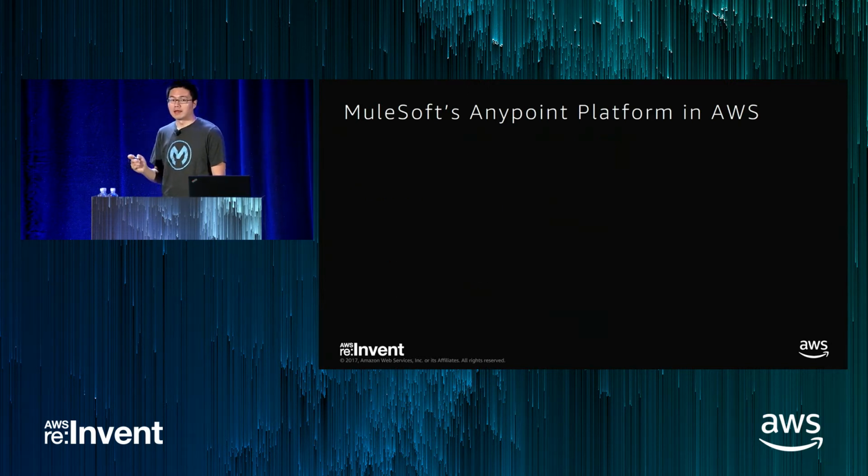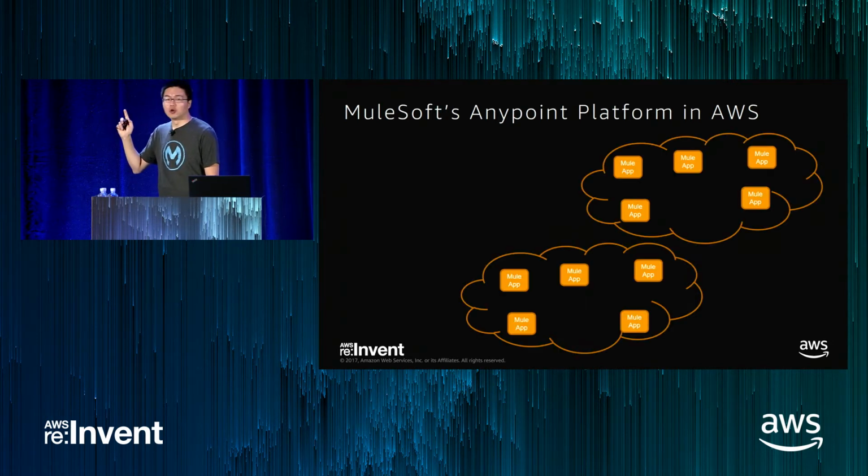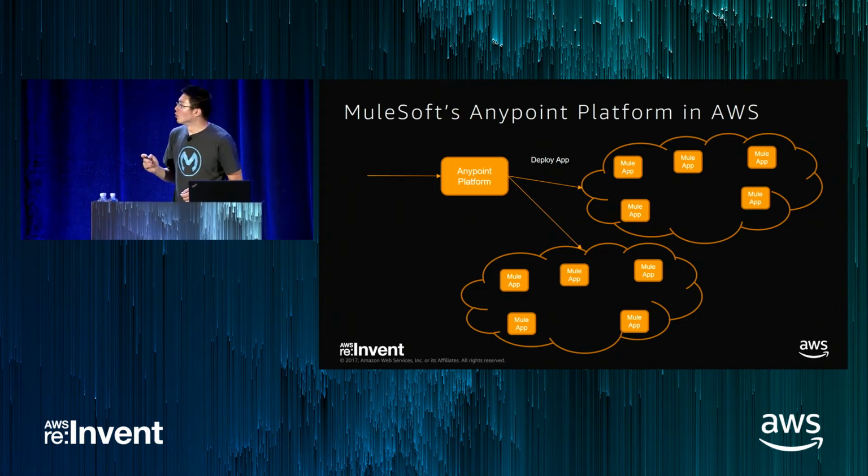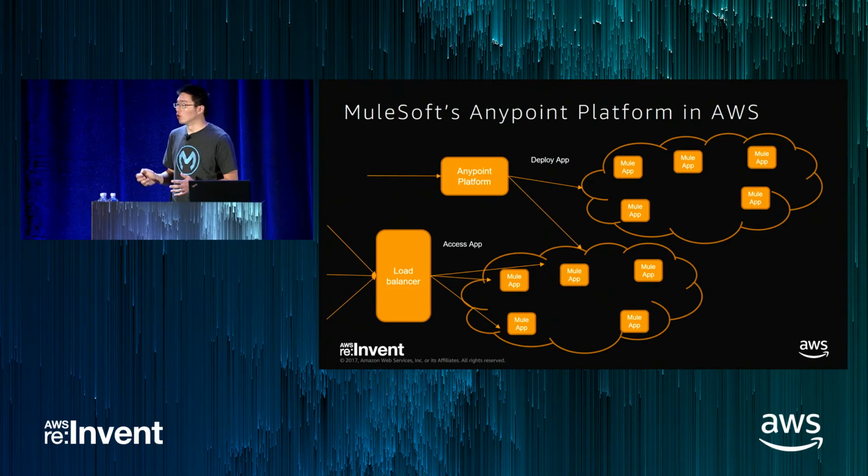So let's take a look at the architecture of our platform. Those are the Mule applications running in the cloud, which is the AWS cloud, doing integrations for our customer. Our Anypoint platform provides a management center, which is a portal for our customer to deploy applications into the cloud. We also have a lot of load balancers, which are the entry point for those Mule applications. So customers can hit their applications through our load balancer or directly through the workers, to those Mule applications.